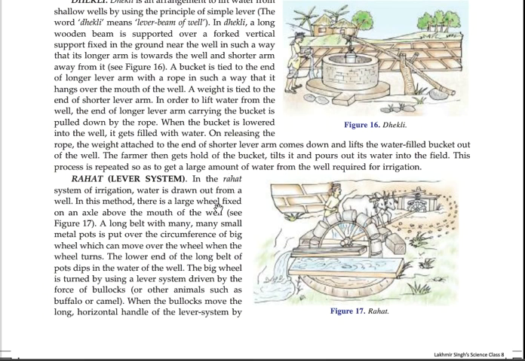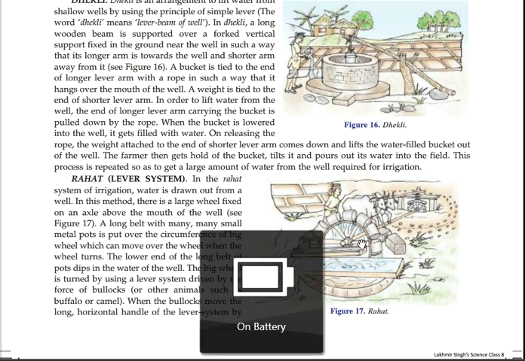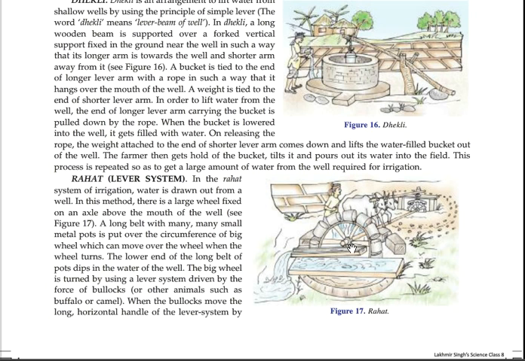In this method, water is drawn out from a well. As you see in this figure, there is a large wheel fixed on an axle. This shaft is called the axle. Fixed on the axle above the mouth of the well is a long belt with many small metal pods.